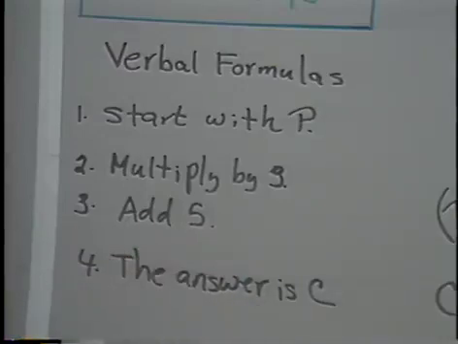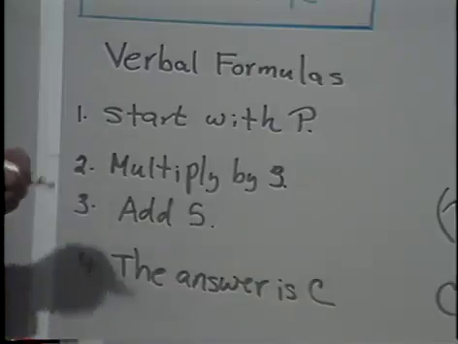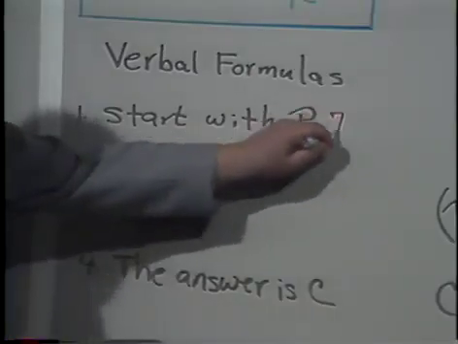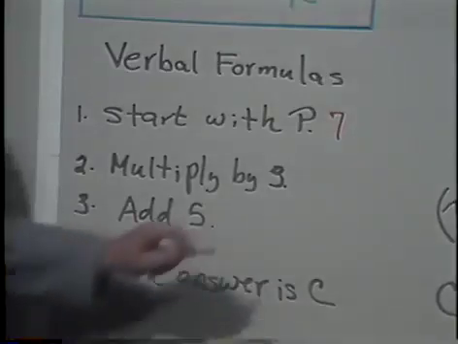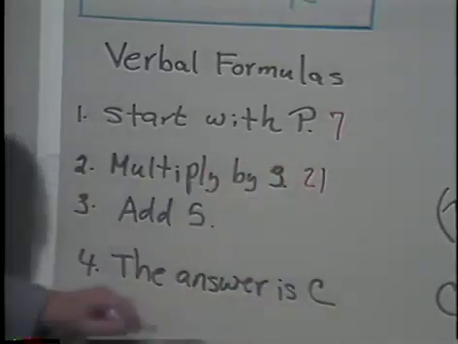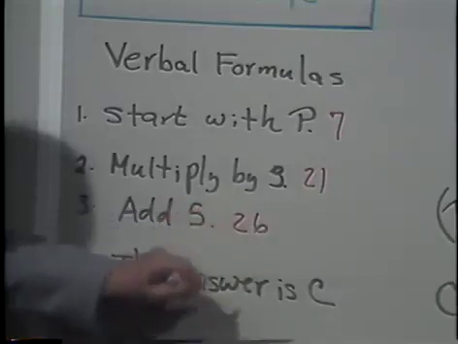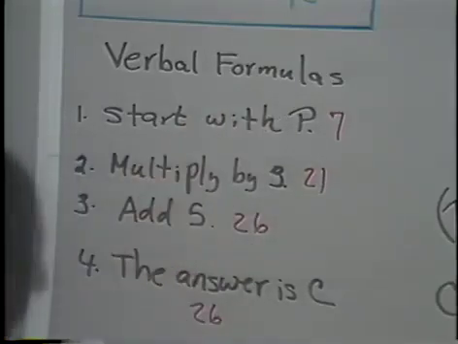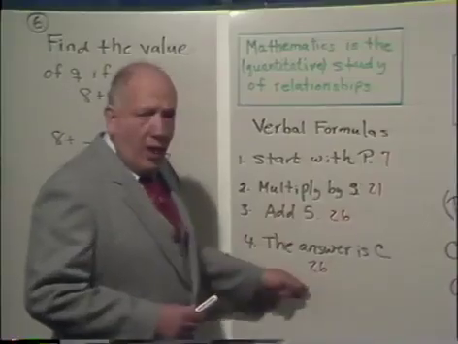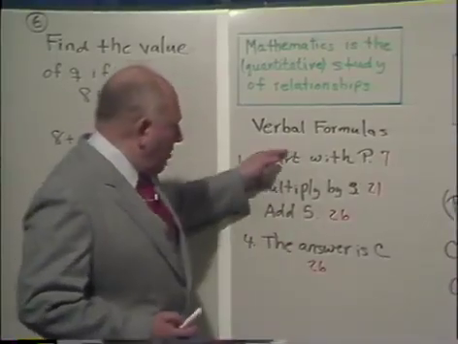Now, how hard a problem is this? For example, suppose I start with 7. I pick P to be 7. I multiply by 3. What do I get? 21. I add 5. I get 26. So if I start with 7, the answer is 26. Is there anybody who had trouble following me do that? Of course not. You just read this thing.